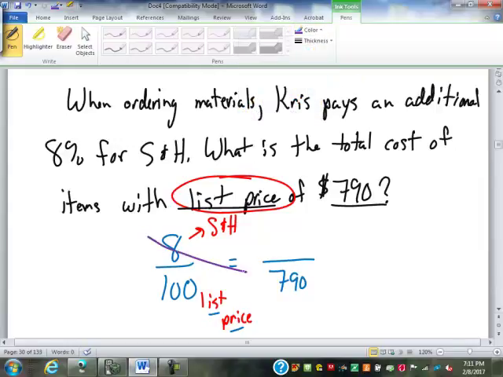So we're going to cross multiply 8 times 790 divided by 100, which is $63.20.